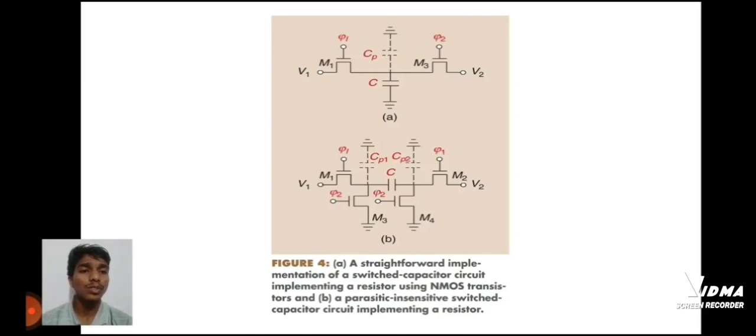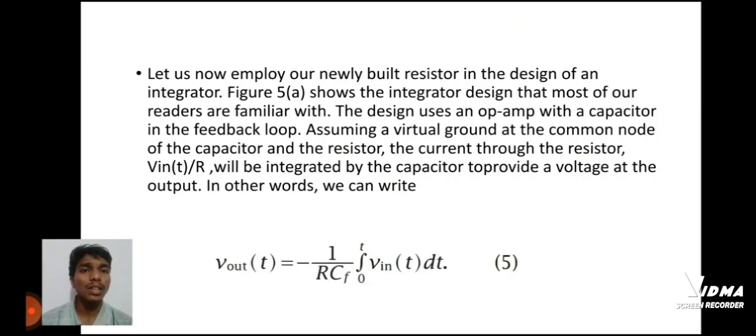So Figure 4 shows a straightforward implementation of a switched capacitor circuit implementing a resistor using NMOS transistors, and Figure B shows a parasitic insensitive switched capacitor circuit implementing a resistor. Let us now employ our newly built resistor in the design of an integrator. So here we have a new resistor, and we design an integrator with this resistor.